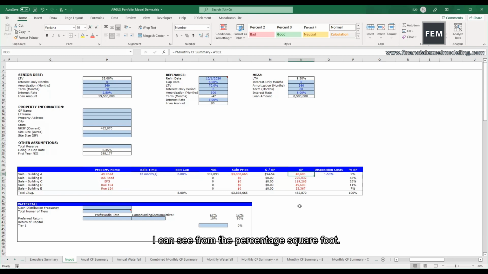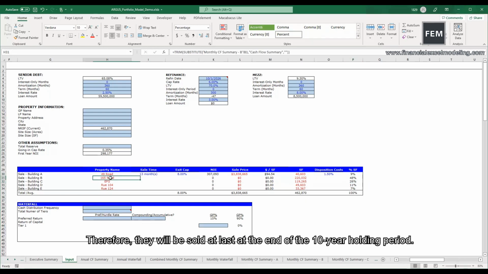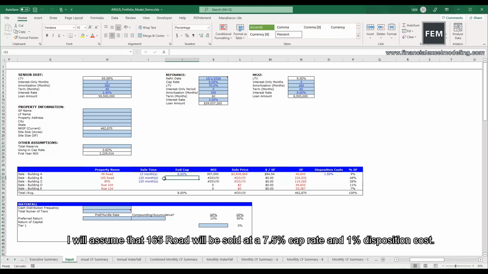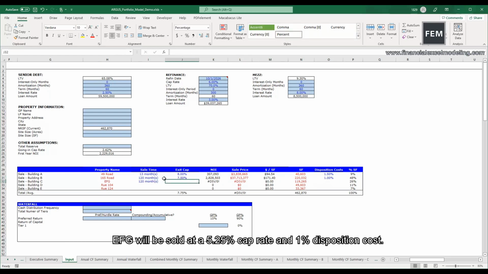I can see from the percentage square foot that 165 Road and the EFG are the main properties in this portfolio, accounting for 73% of the portfolio in terms of square feet. Therefore, they will be sold last, at the end of the 10-year holding period. I will assume that 165 Road will be sold at a 7.5% cap rate and a 1% disposition cost. EFG will be sold at a 5.25% cap rate and a 1% disposition cost.